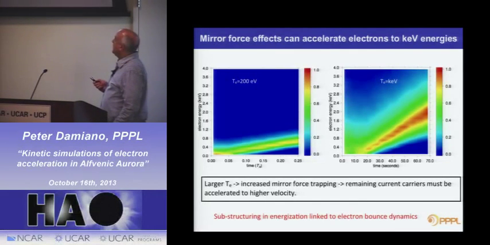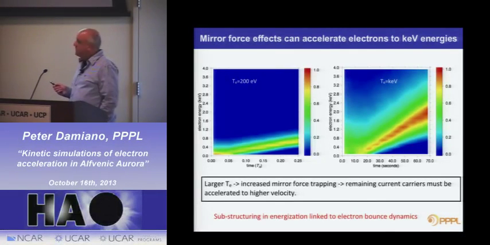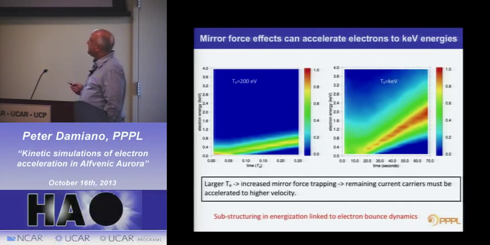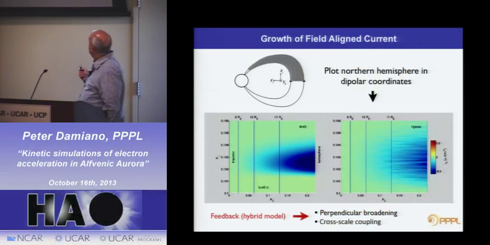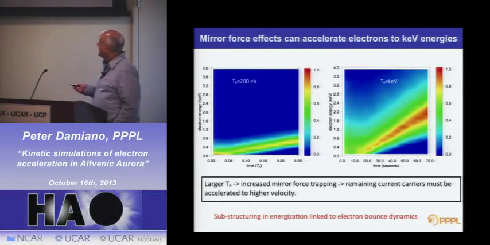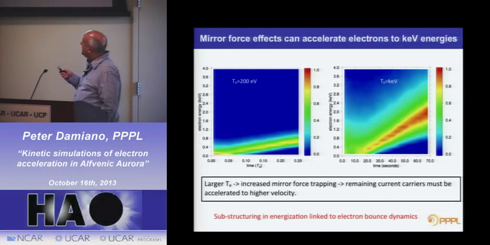So now what I'm illustrating in this plot is the energy of the electrons carrying the current at the current maximum here as a function of time. So what you're seeing is as the current grows, the energy of the electrons is growing as they're moving faster to carry the current. And I'm illustrating two cases: a background ambient electron temperature of 200 eV and a background ambient electron temperature of a keV.